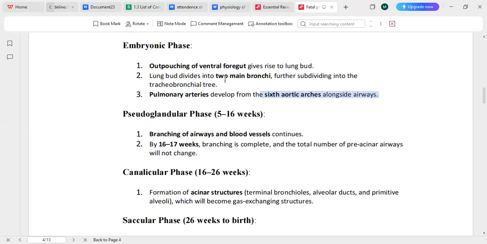And we also know that in the lungs we have arteries, the pulmonary arteries. And where are the pulmonary arteries coming from? The sixth aortic arch. It's very easy to memorize when you learn things like a story and keep your brain cells very alive. Logically, we are developing very good concepts just by reading things like a story. Then we have branching of airways, and side by side the blood vessels also continue. By 16 to 17 weeks, branching is complete and the total number of pre-acinar airways will not change.